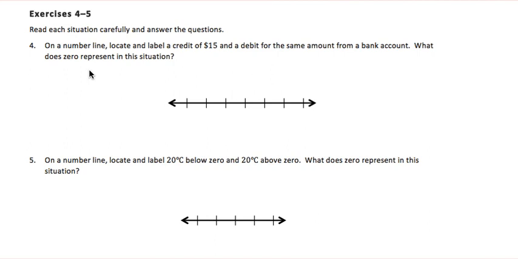Exercise 4. On a number line, locate and label a credit of $15 and a debit for the same amount from a bank account. And then tell what zero represents in this situation. In this number line, we have 1, 2, 3, 4, 5, 6, 7 equal intervals. So if I locate the center, we'll make this our 0.